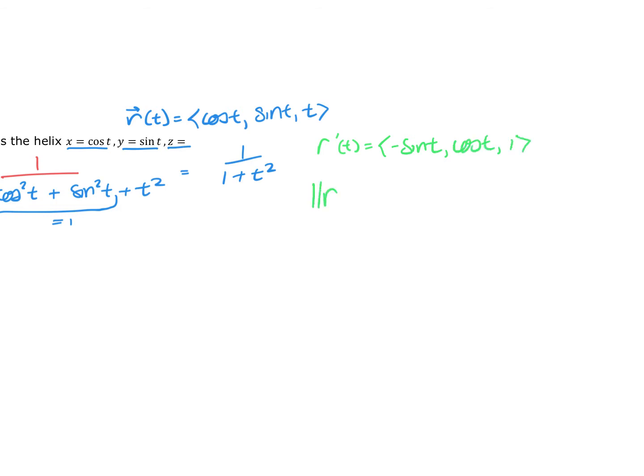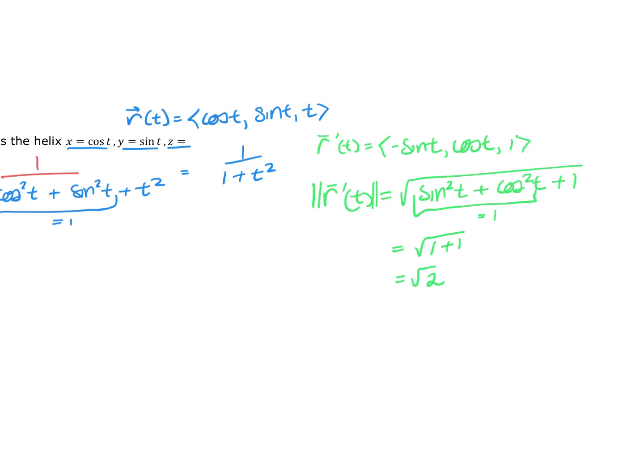The magnitude of this vector is going to be the square root of sine squared of t plus cosine squared of t plus 1, because 1 squared is just 1. As before, this equals 1, so this is going to be the square root of 1 plus 1, which is the square root of 2.